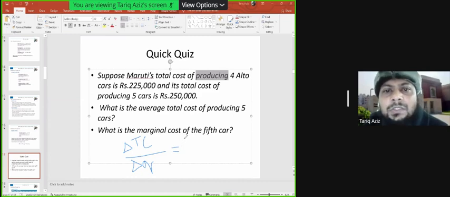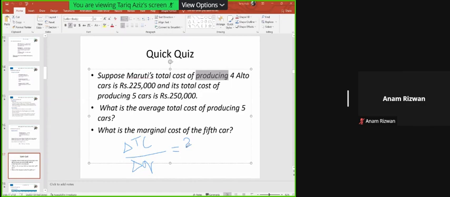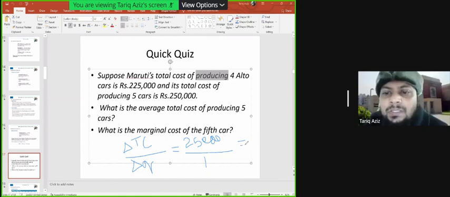So change in total cost is 25,000. And change in quantity is how much? One. 5 minus 4, one. So this will give us the same figure of 25,000.